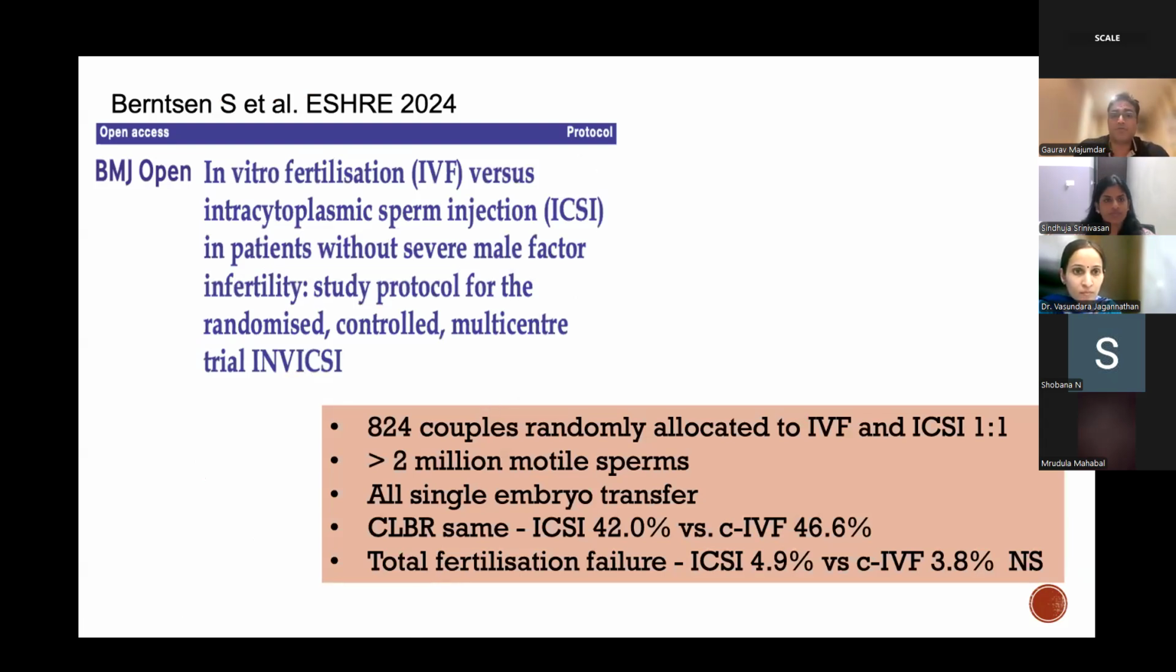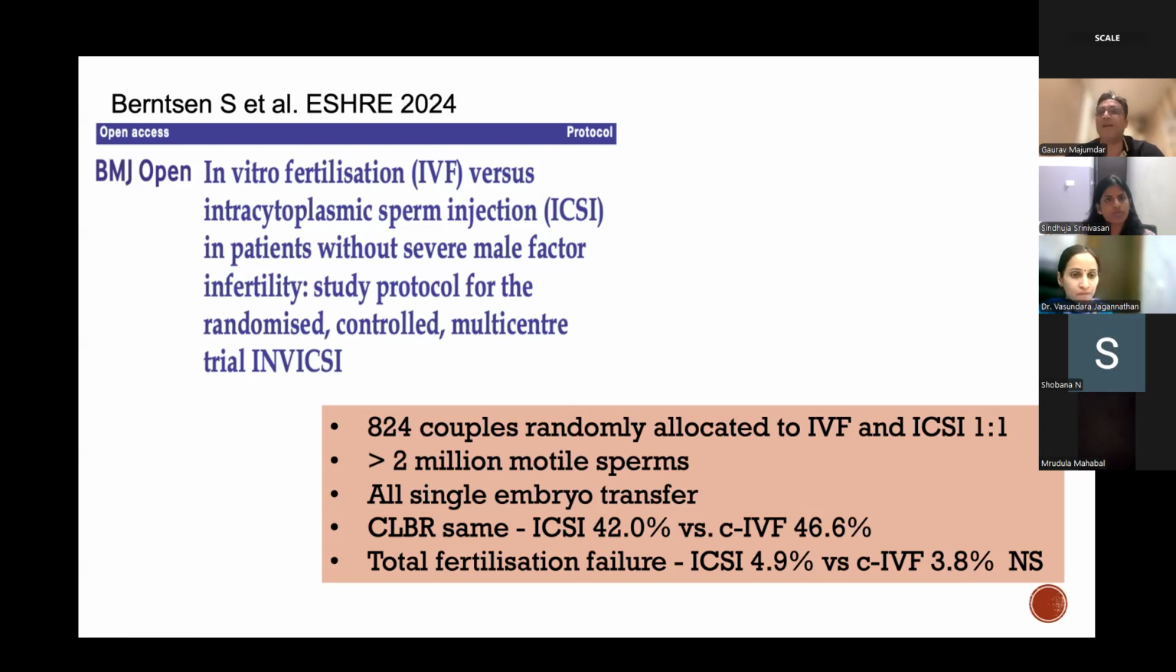This is a paper just to show that recently, in the BMJ, they did this mega study where they looked at IVF versus ICSI in patients with normal sperm. And here they took a cutoff of 2 million motile sperm as the minimum for performing IVF. And even with such a low cutoff, they found that the cumulative live birth rate was absolutely the same. And the total fertilization failure rate for ICSI was found to be 4.9%, and for IVF, it was 3.8%.